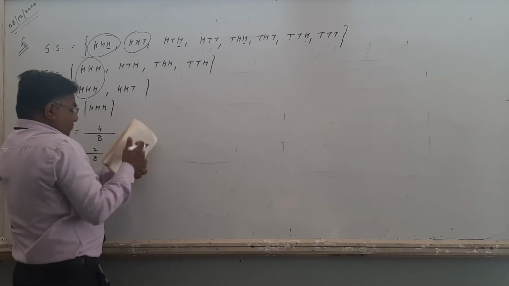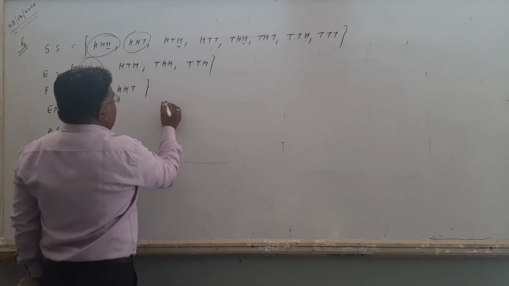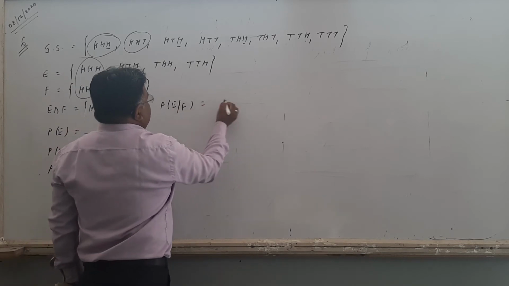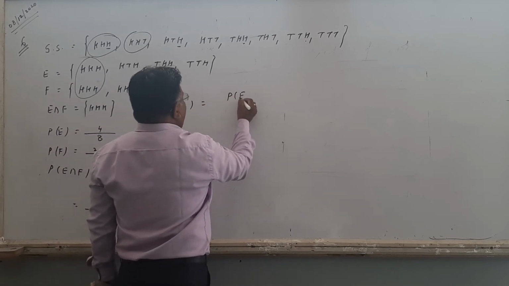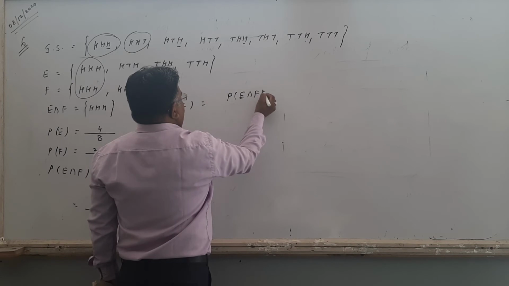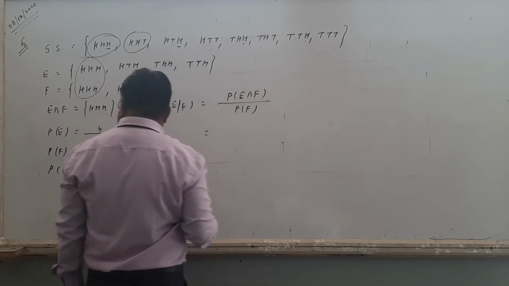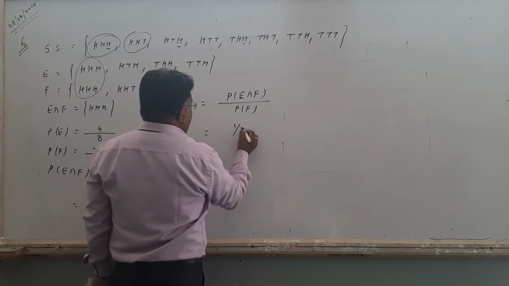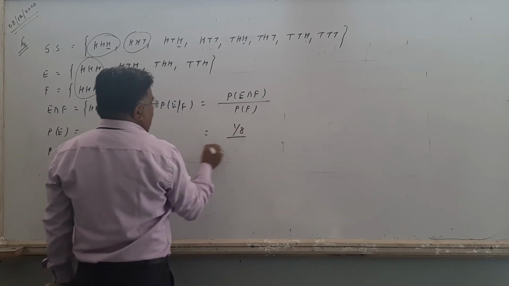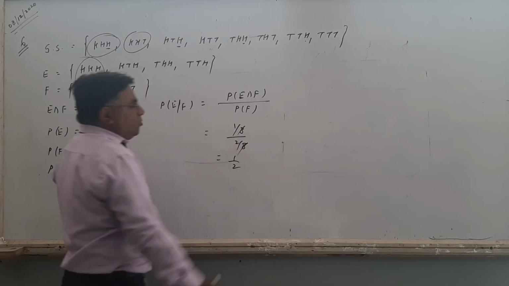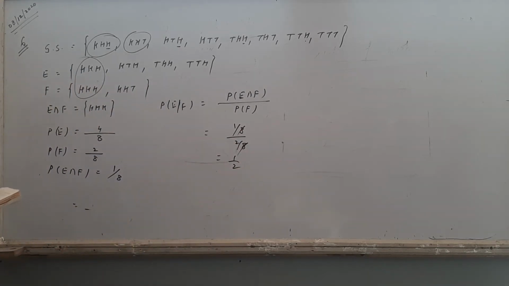But now find the probability of E by F. Now apply the conditional formula. E by F, that is the probability of E intersection F upon probability of F. Then probability of E intersection F is 1 by 8 and probability of F is 2 by 8. Then 8 and 8 cancel, it is 1 by 2. This is the answer of E by F.